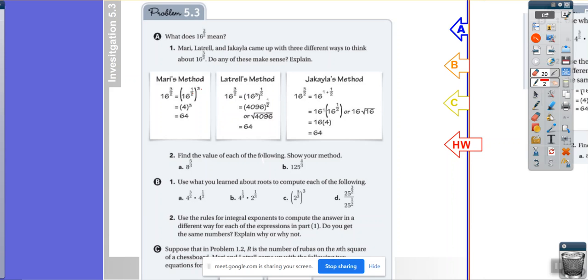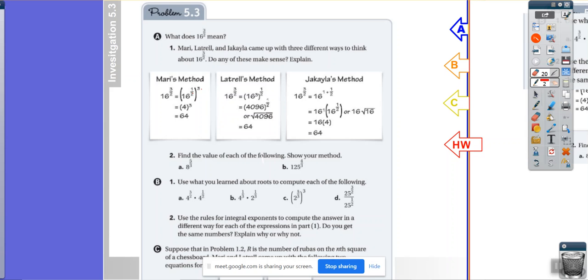So 16 to the 1/2 power is 4. Yeah, it's the square root of 16. 4 to the third is 64. And Luttrell did the same thing. He just, instead of putting the fraction inside the parentheses, he put the fraction on the outside. But it's the same rule that he applied, right?